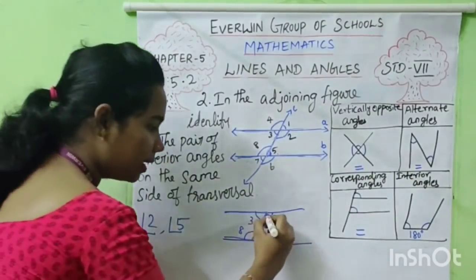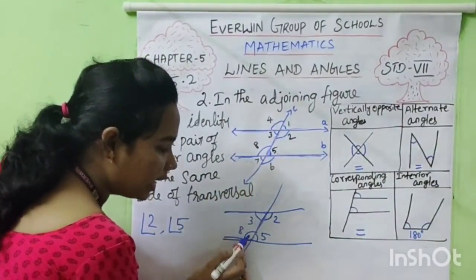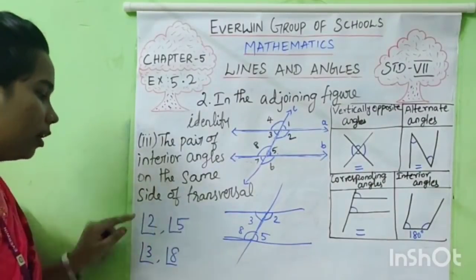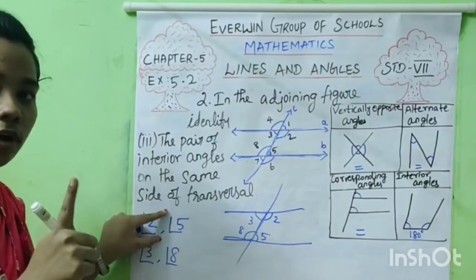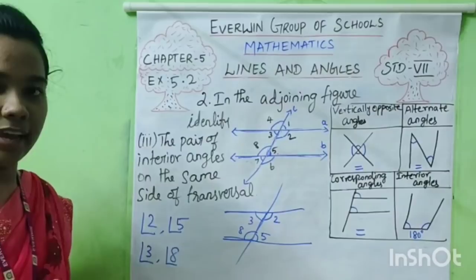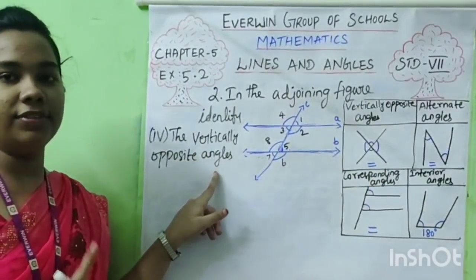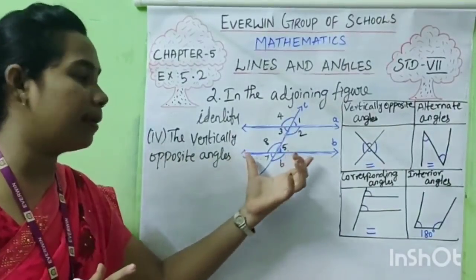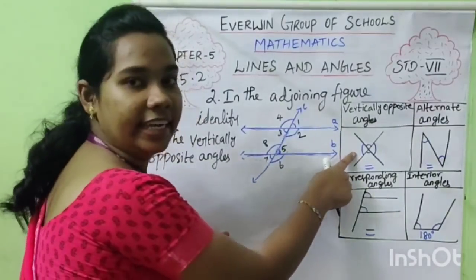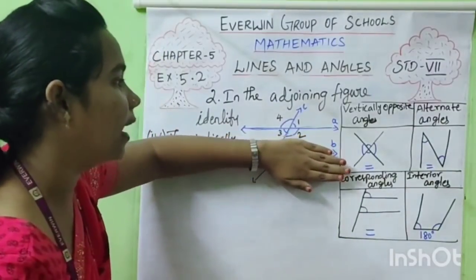Right children? And I am extending these two lines. It is looking like our given figure. So 3 and 8 are one more pair. So 2 and 5 are one set of interior angles, and 3 and 8 are another set of interior angles. Next, fourth subdivision, the vertically opposite angles. We should find the vertically opposite angles from the given figure. Vertically opposite angle means how it will be? It will look like X.